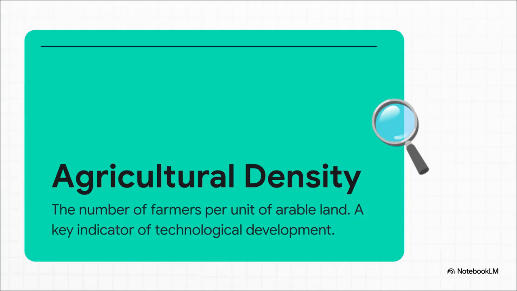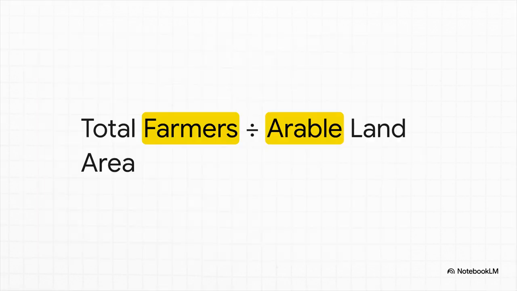Agricultural density zooms in even further. What it measures is the number of farmers for every unit of arable land. And this is a really fascinating metric because it's not just about how many people there are, it's a powerful clue about a country's technology and its economic development. So the formula is pretty straightforward. The number of farmers divided by the arable land area. A high number here means a lot of people are working the land by hand, while a low number suggests that machines are doing most of the heavy lifting.